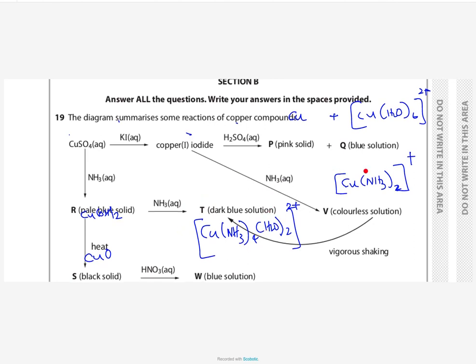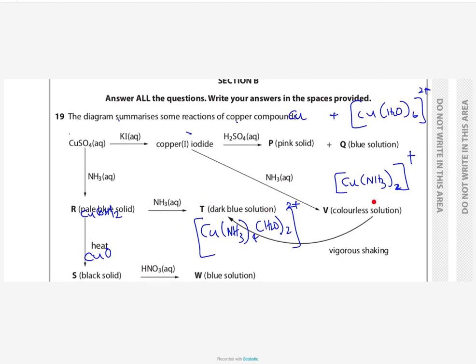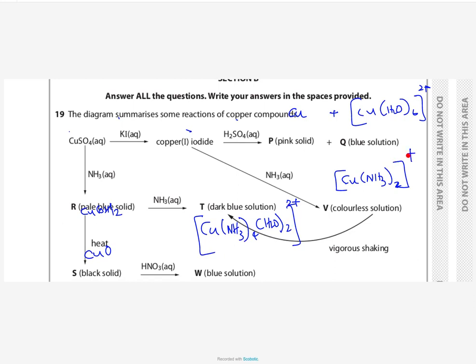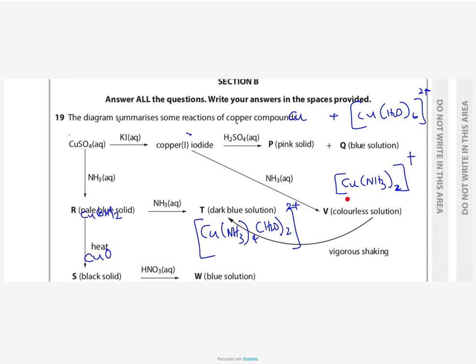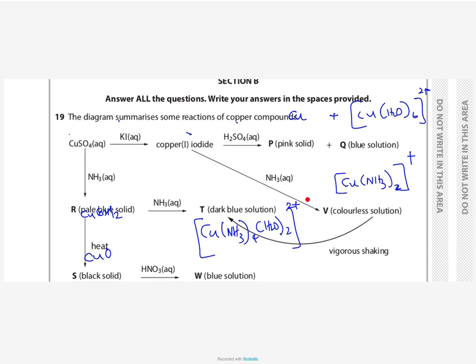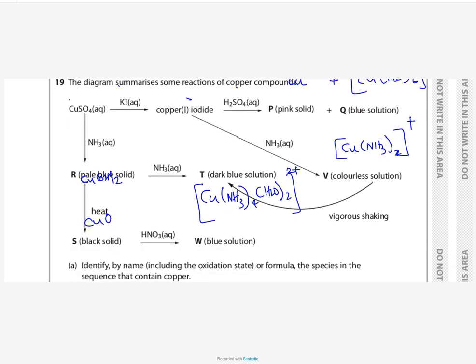So therefore, the colorless solution has to be the plus 1 ion of copper because plus 1 is colorless and 2 plus is blue. It has to be plus 1, and the number of moles of ammonia should be less because you are adding more ammonia here. So the minimum number of ligands a complex can have is 2, turning to 4, right? Is that point clear?